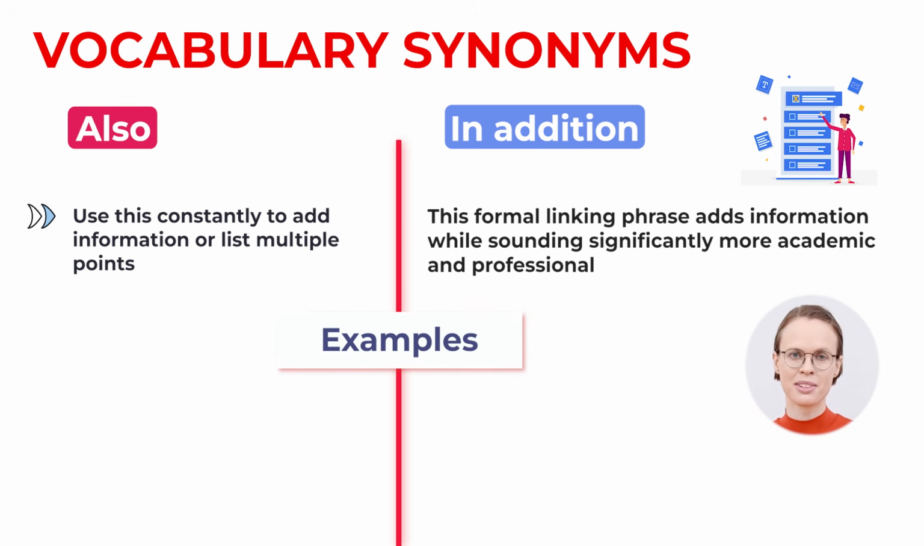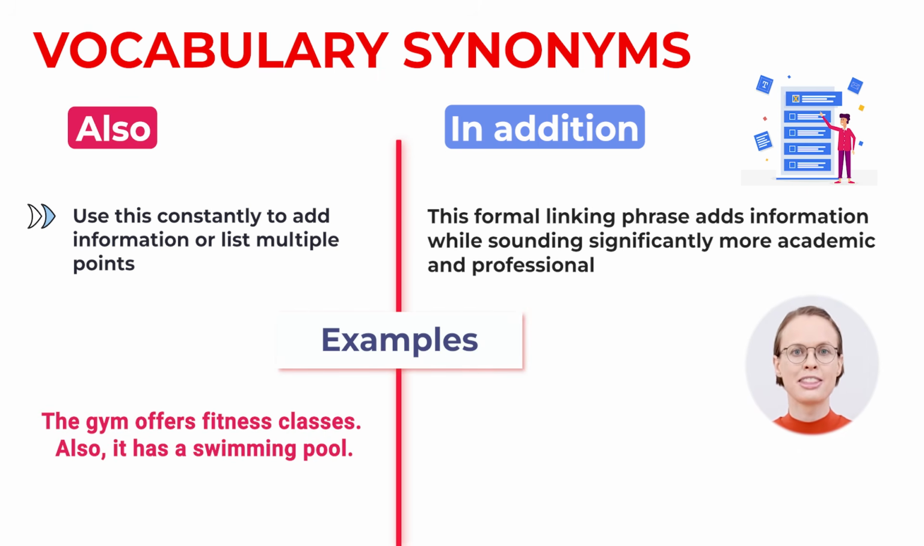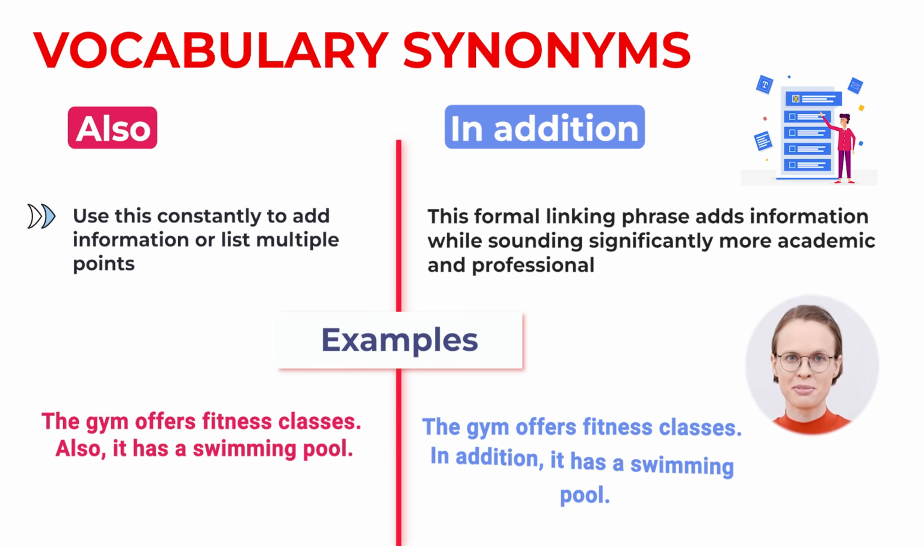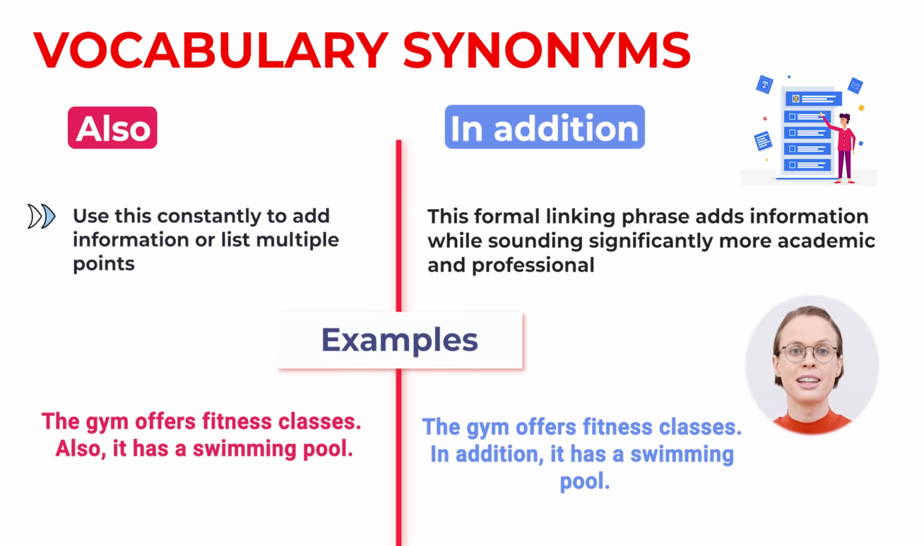Here's an example. The gym offers fitness classes. Also, it has a swimming pool. This becomes: the gym offers fitness classes. In addition, it has a swimming pool. You can also use alternatives like furthermore or moreover to demonstrate even more vocabulary range.